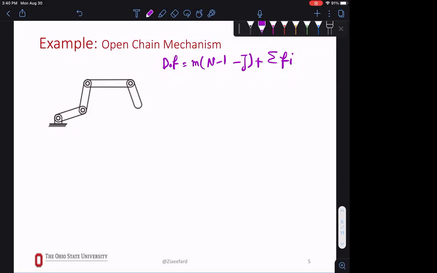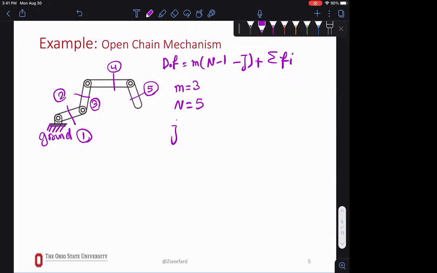Now let's find the degree of freedom for this. We start from here. Ground always counts as a link, but we only count it one time. So this is link 1. This is another link. 2, 3, 4, 5. So a joint connects 2 links, right? And what is M here? M is either 3 or 6. Which one is it? 3, because you're in 2D. N is the number of links: 1, 2, 3, 4, 5.